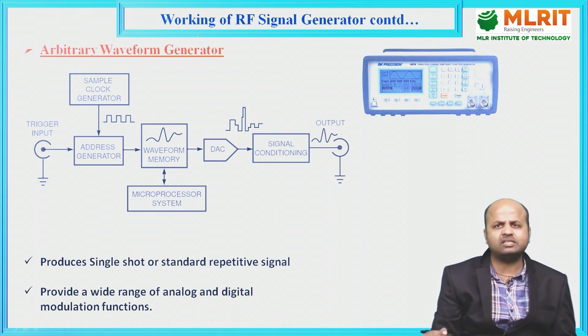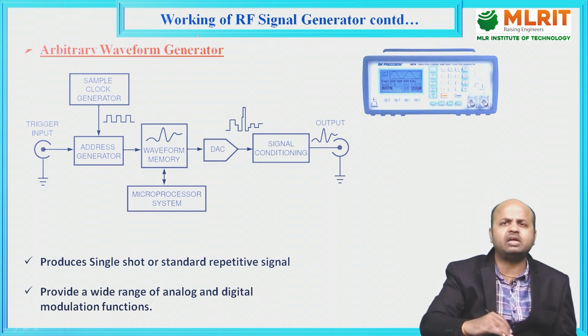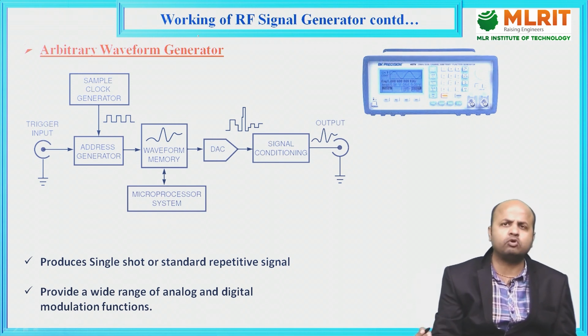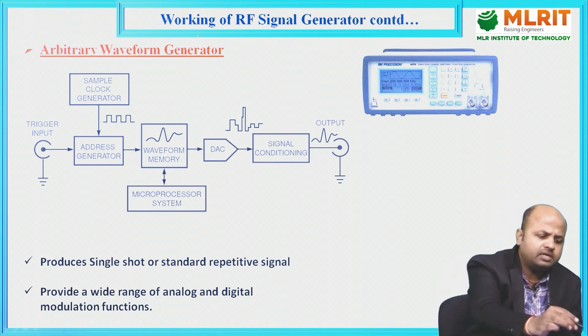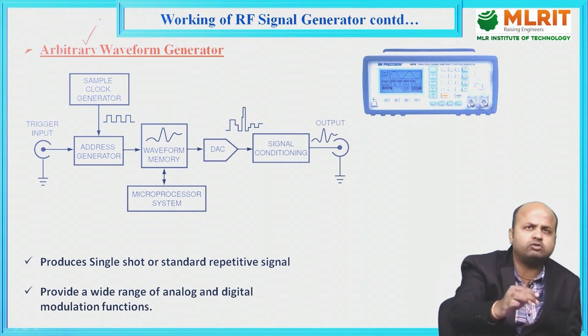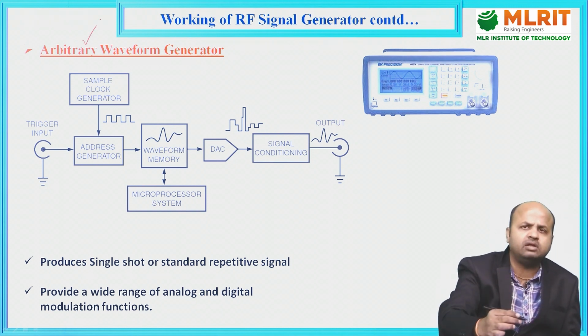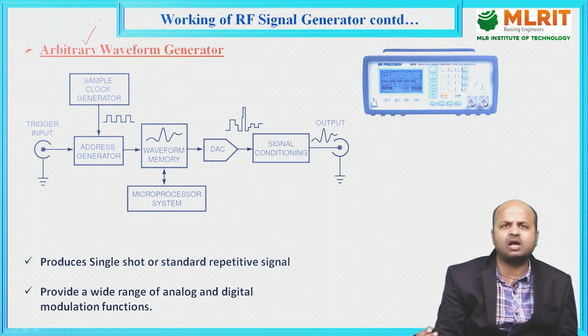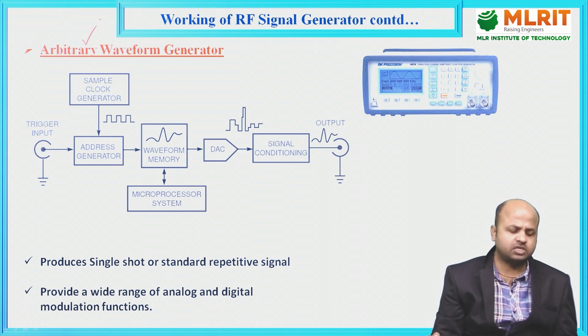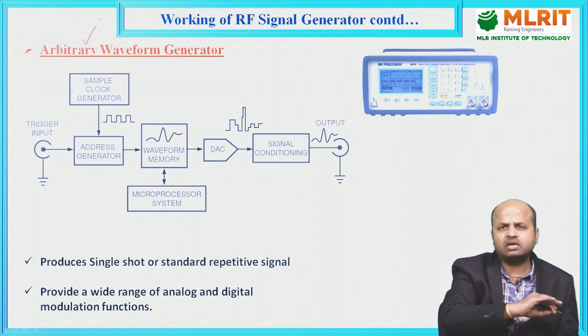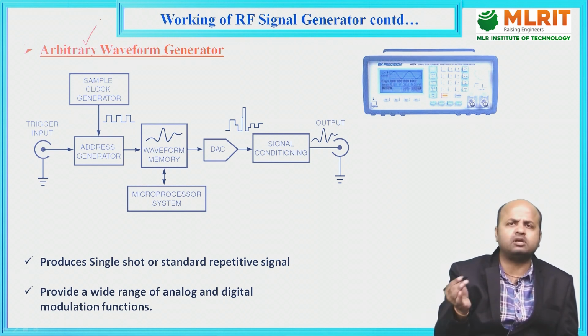Arbitrary waveform, as the name suggests, can generate any arbitrary signal, whether periodic or non-periodic, it doesn't matter. So the arbitrary waveform generator is also a type of RF signal generator which can produce signals in the megahertz range and gigahertz range. It is widely used in the communication system. Arbitrary means it can produce any type of signal depending on our need.